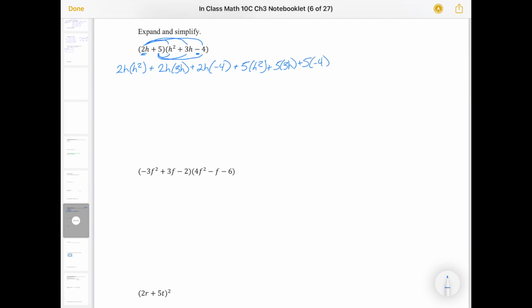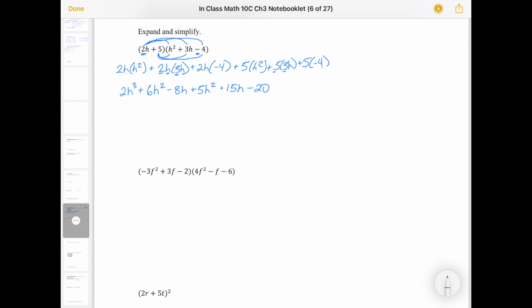Okay, and we do this multiplication. So 2h times h squared, that's 2h cubed, plus 2h times 3h. Well, I multiply numbers by numbers and letters by letters. So 2 times 3 is 6, h times h is h squared, and then negative 8h, plus 5h squared, 5 times 3, plus 15h, and minus 5 times negative 4, 20.